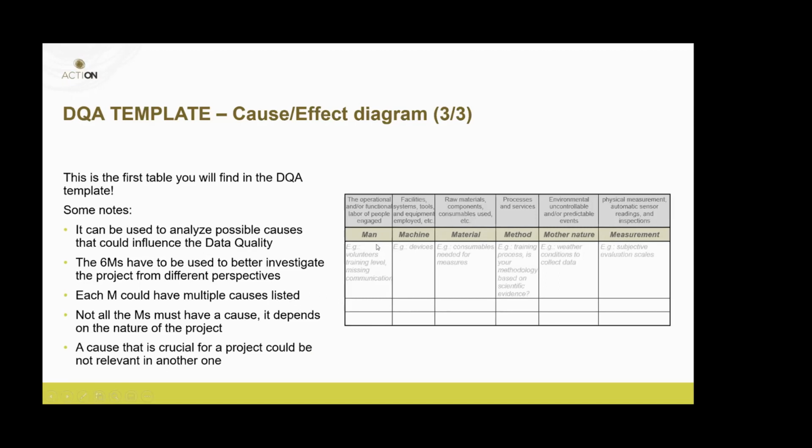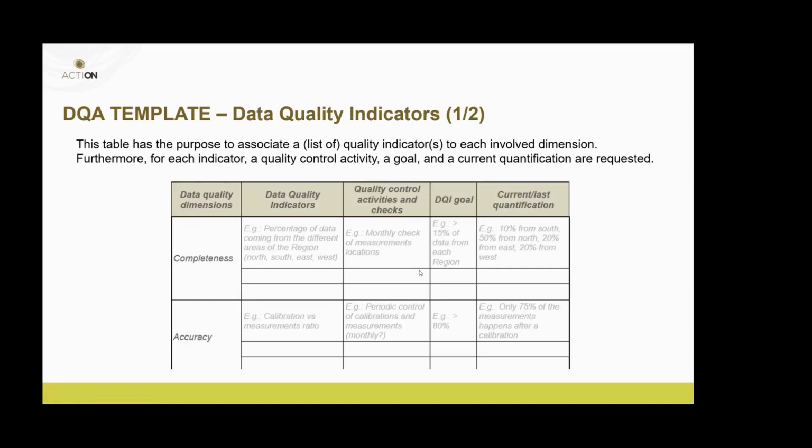Each M could have more than one cause listed, but some M's can be empty, as I said. A cause that is crucial for one project, for one of us, could be not relevant for another one. So this is really a subjective exploration. And then I go directly to the next template, which is data quality indicators.